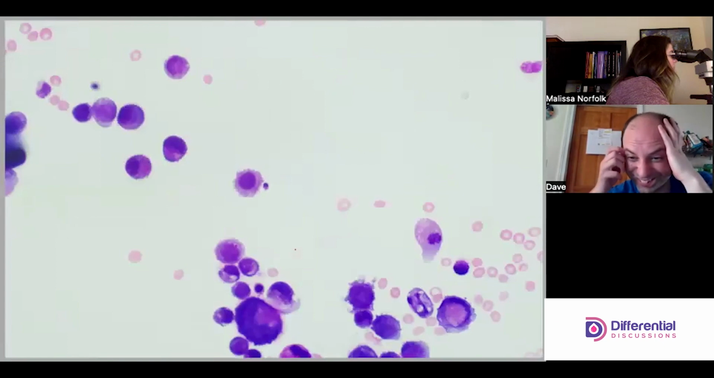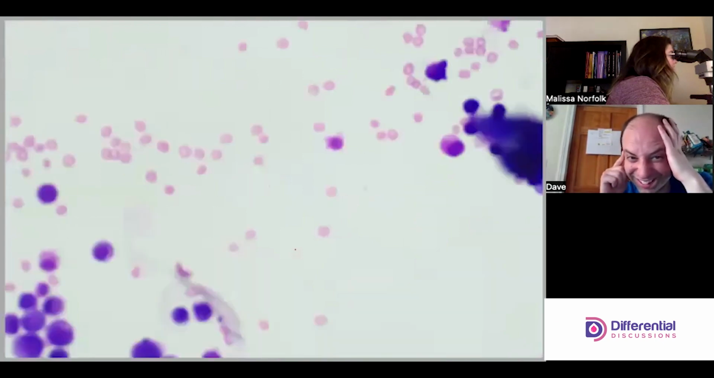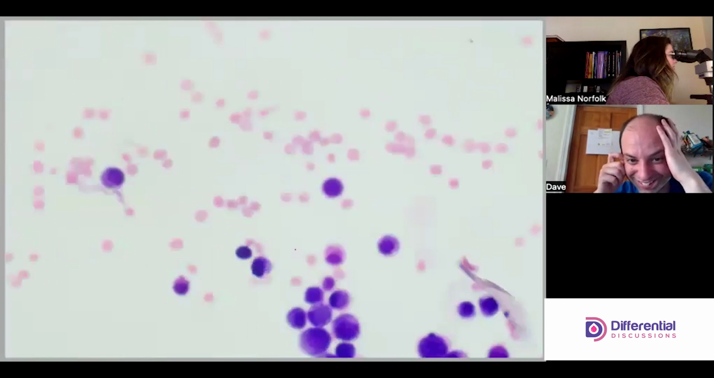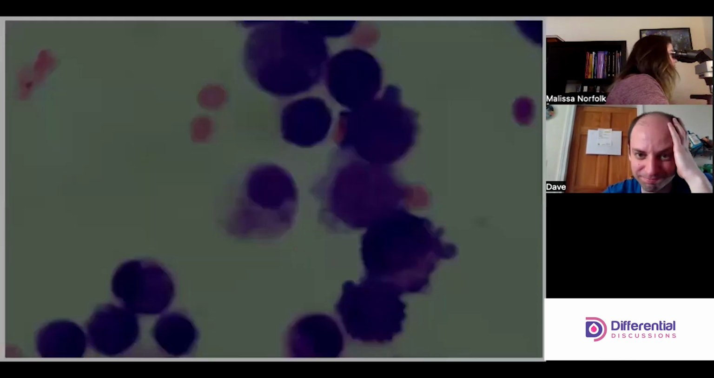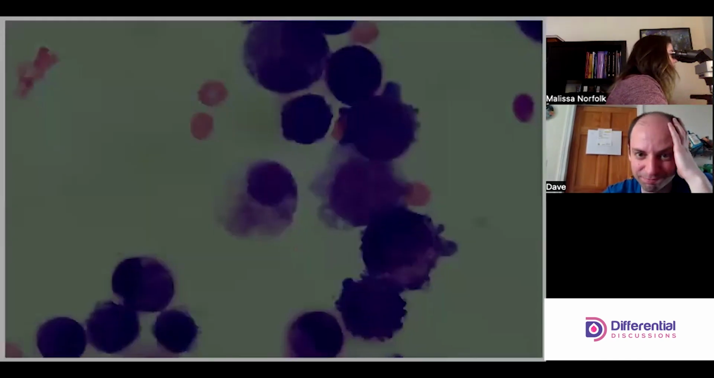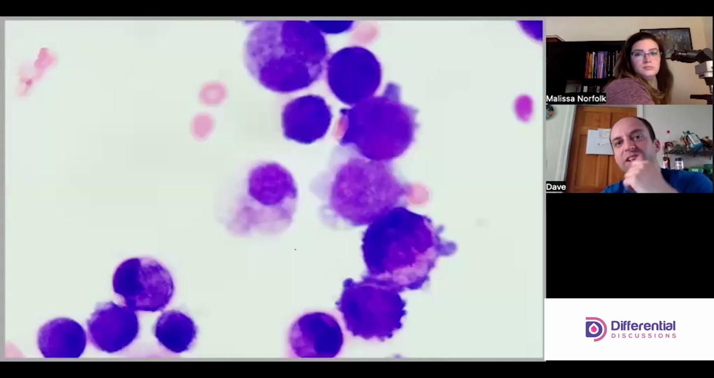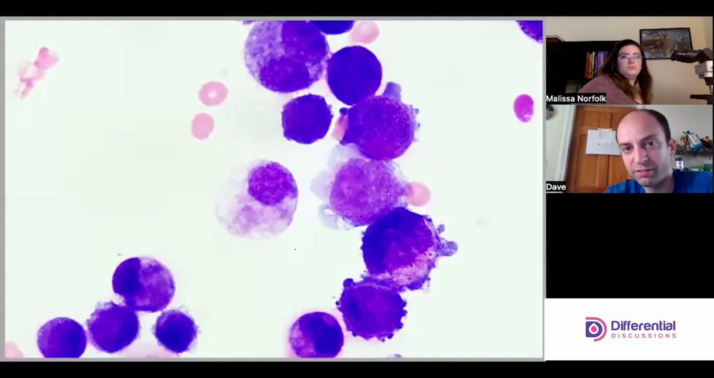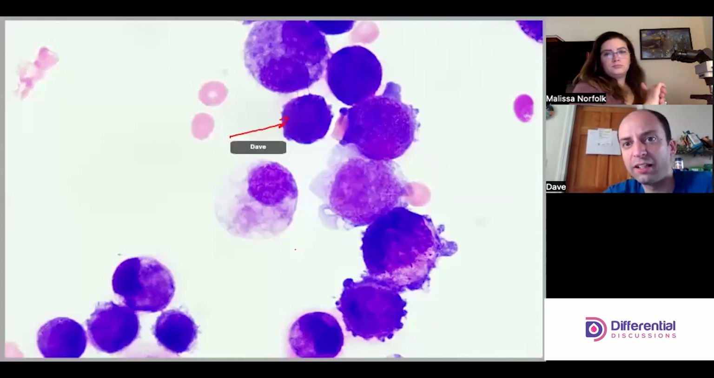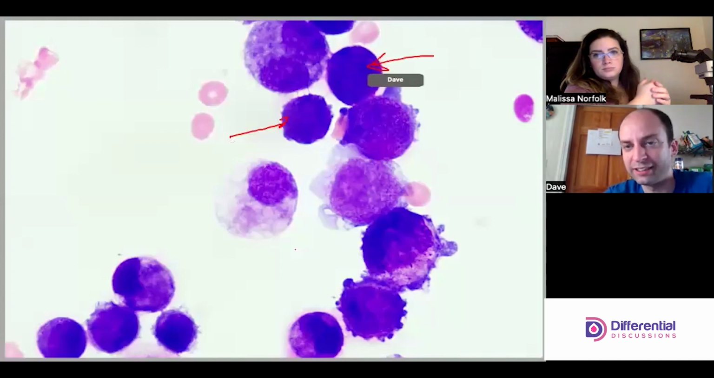These are so ugly. Oh my God. All right, let's just start here. I'm gonna drop down. Yeah, I think we're ready for oil here. All right. So we have a monolayer of cells cytospun, and I cannot see anything inside that cell.